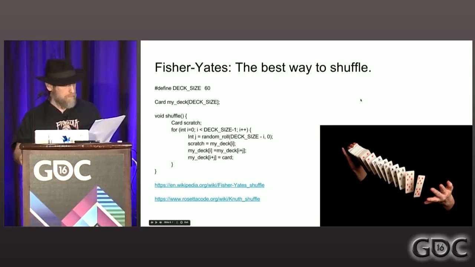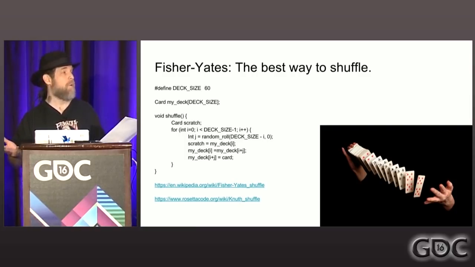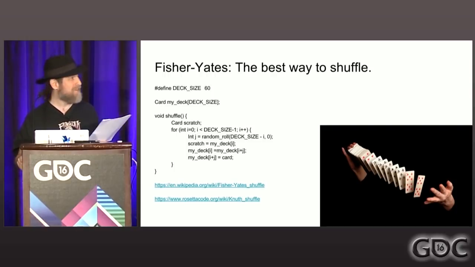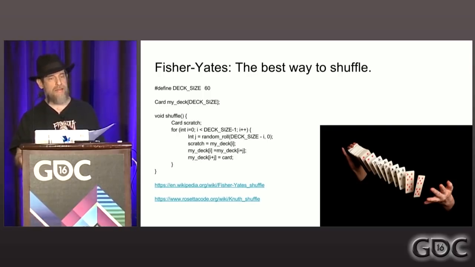And finally, if you want to randomly reorder a list of things like, I don't know, cards, here's the Fisher-Yates shuffle, also known as the Knuth shuffle. It does an optimal randomization in optimal O of n time. And if you think this code sample has a deck size of 60 because I like to play Magic the Gathering, well, you got me.